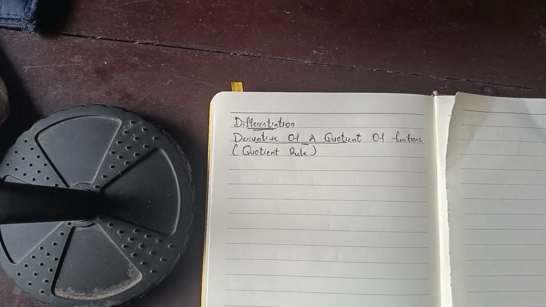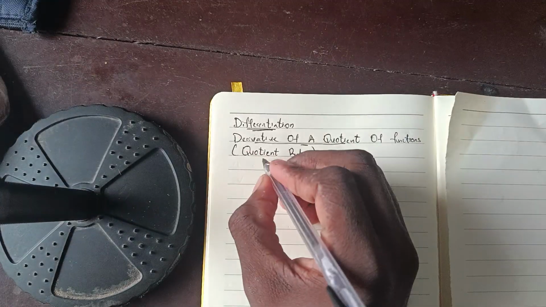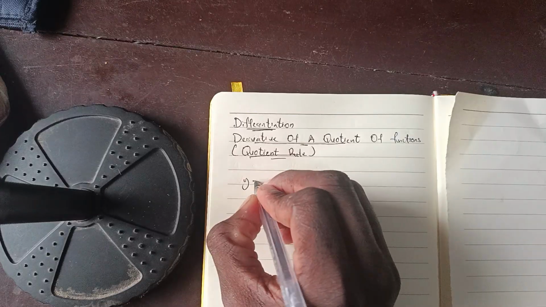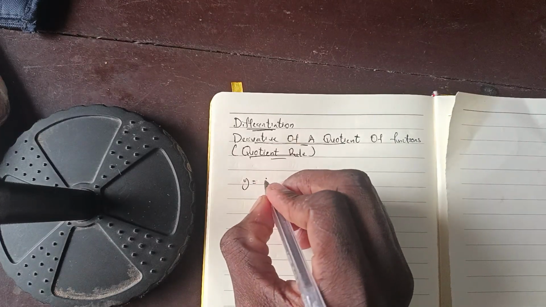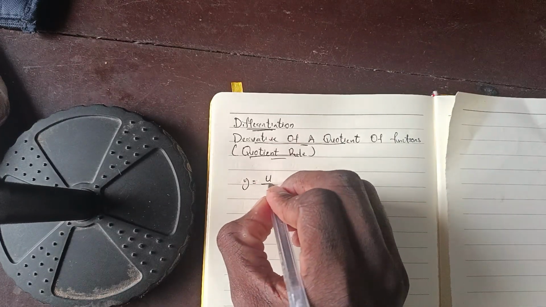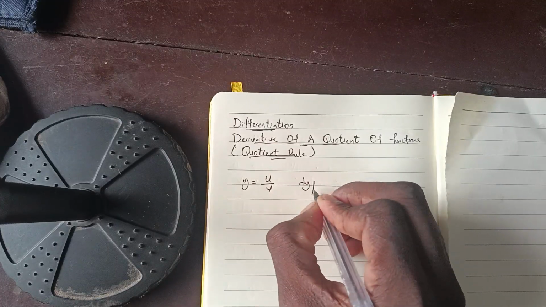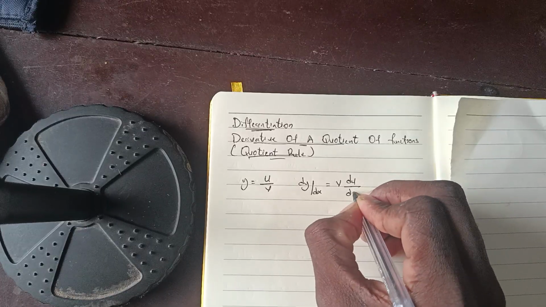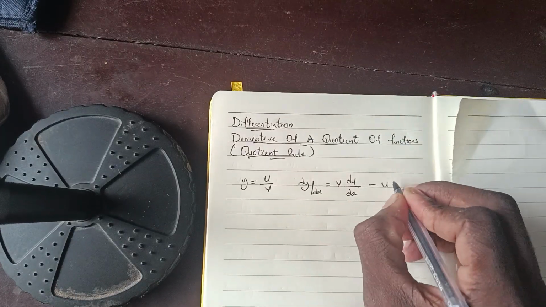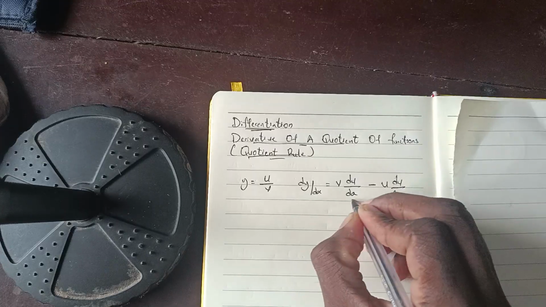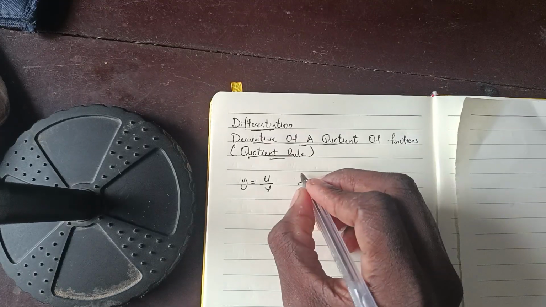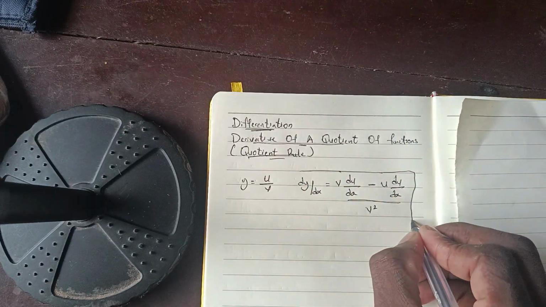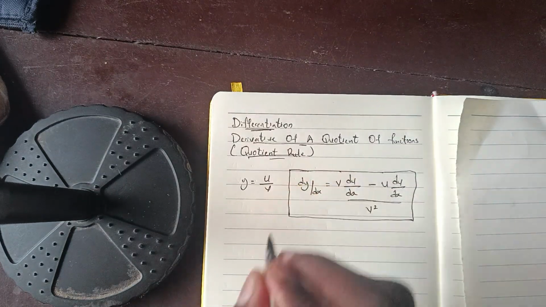So we're talking about the derivative of a quotient of functions, which is mostly known as the quotient rule. So we have y equals u over v. We have dy over dx equals v du over dx minus u dv over dx, all over v squared. This is the equation for solving the quotient rule.